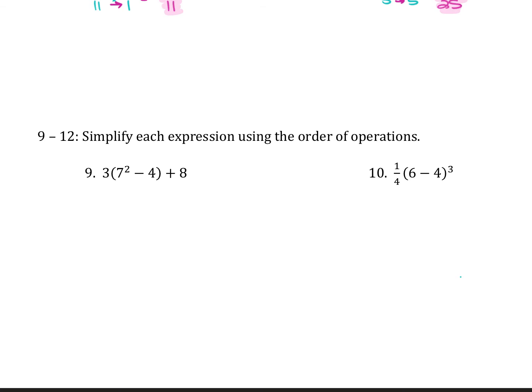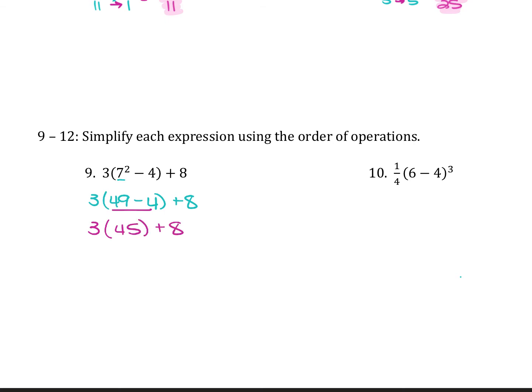That 7 squared goes first, so that's 49. So it's 3 times 49 minus 4 plus 8. Next, still simplify inside those parentheses. The 49 minus 4 gives us 45, so that's 3 times 45 plus 8.